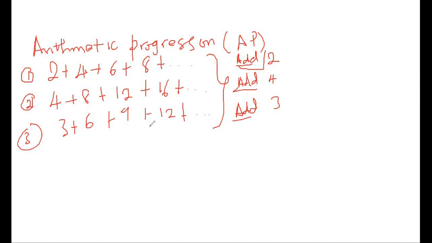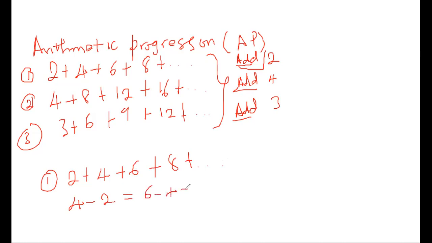For example, if we began with 1, we get 2 plus 4 plus 6 plus 8 plus some other terms that are continuing. Okay, 4 minus 2 is the same as 6 minus 4 is the same as 8 minus 6, and the answer is 2. So this 2, we call it the common difference.